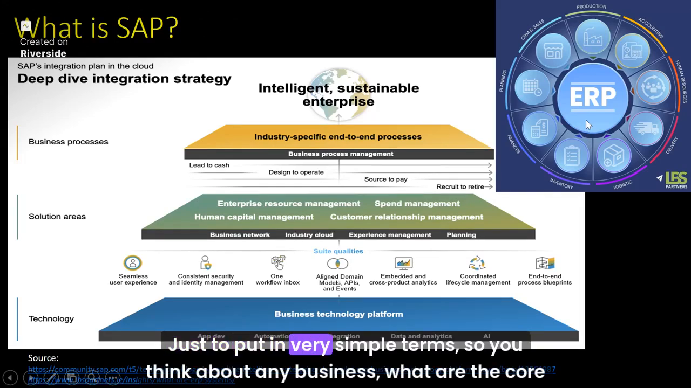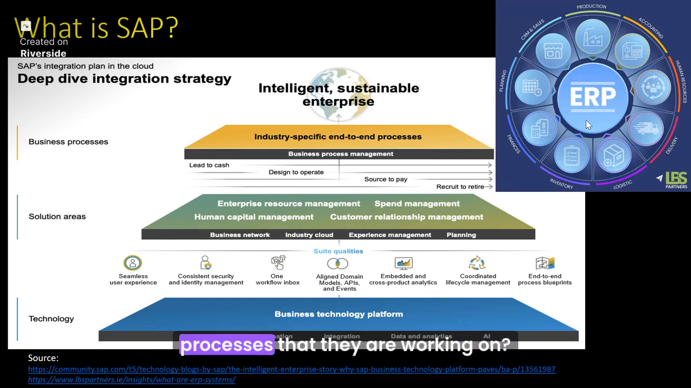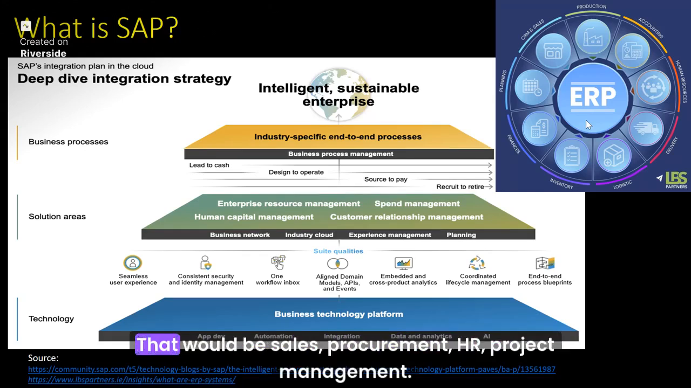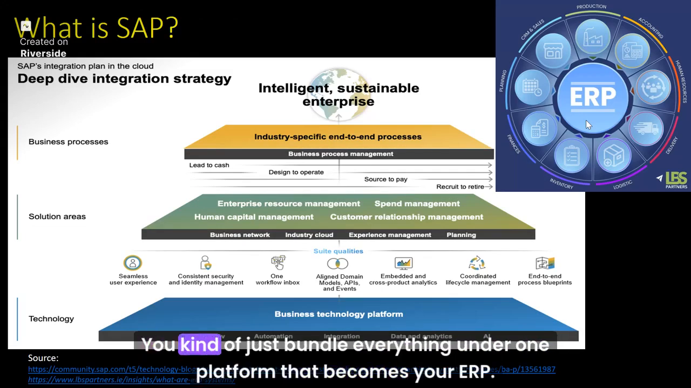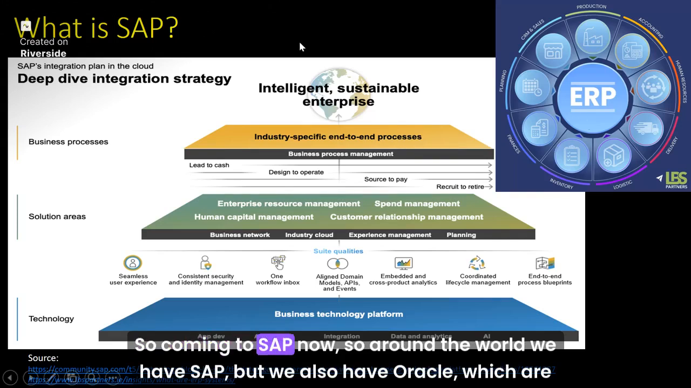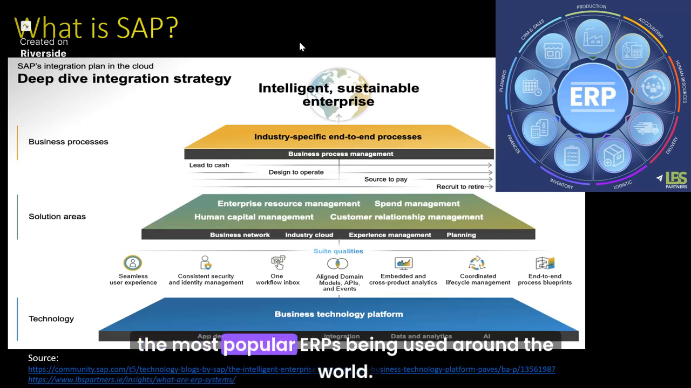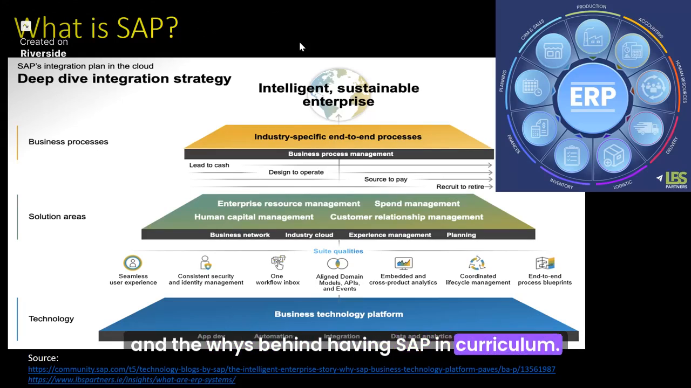Just to put it in very simple terms, you think about any business. What are the core processes they are working on? That would be sales, procurement, HR, project management. You bundle everything under one platform, and that becomes your ERP. Around the world we have SAP, but we also have Oracle, which are the most popular ERPs being used around the world, and the whys behind having SAP in curriculum.